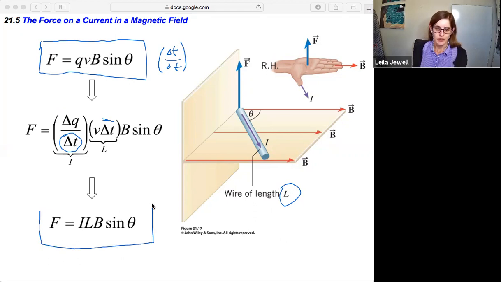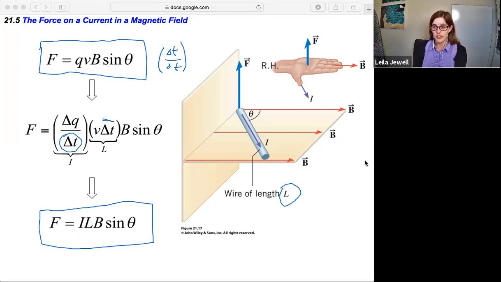So the magnetic force that acts on a current carrying wire is given by the magnitude of the current times the length of the wire that's in the magnetic field times the magnetic field times sine of the angle between the wire and the magnetic field, right? So we have the current and the wire are pointing this way, the magnetic field is pointing to the right, and theta is the angle between them.